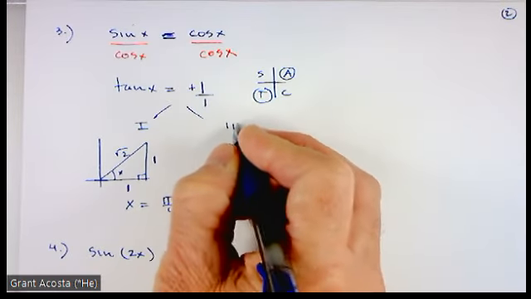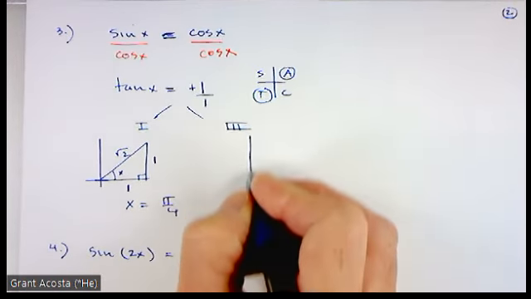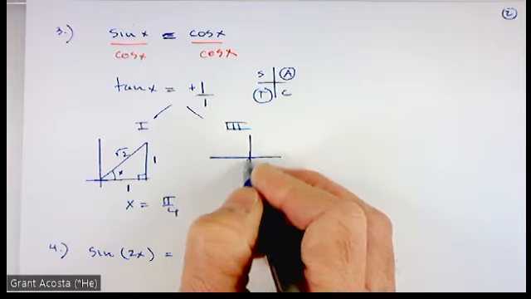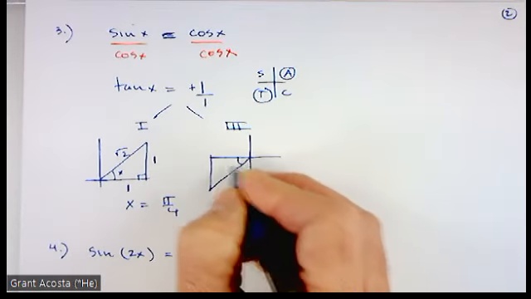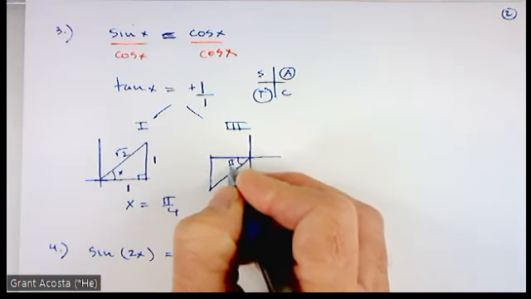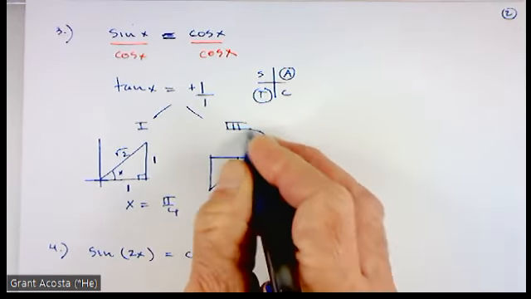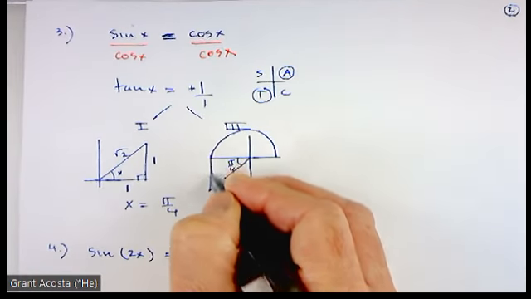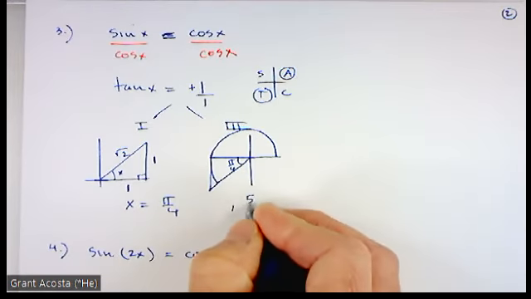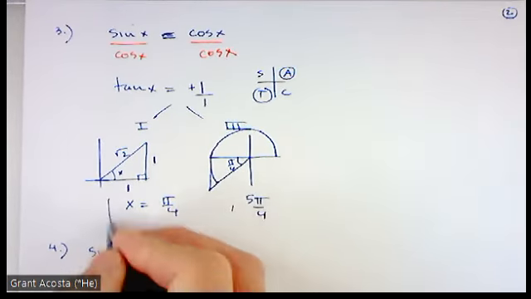And then the other one's going to be in the third quadrant. Same reference angle, pi over 4. We just did this on the previous page. You're going to go 4 pi over 4 plus another pi over 4, which will give us 5 pi over 4.